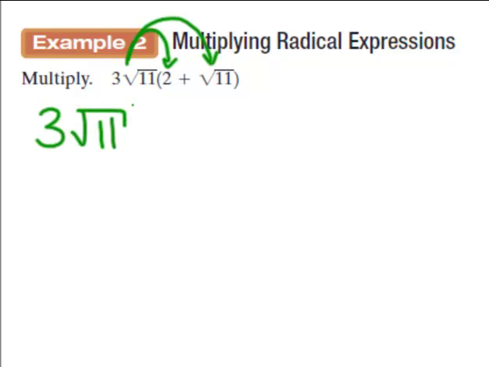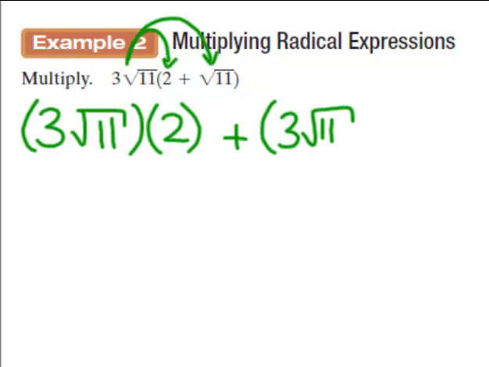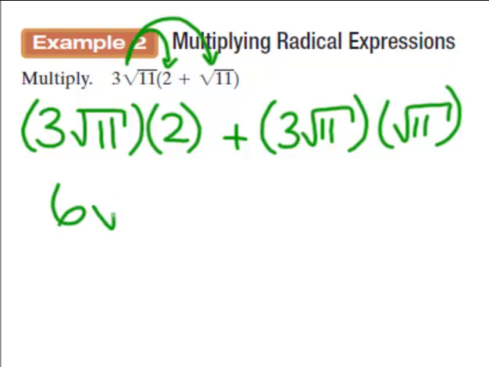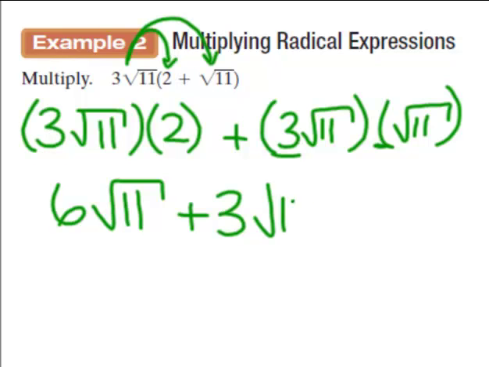So if you want, you can rewrite it. 3 root 11 times 2 is our first thing. And then we're going to add 3 root 11 times the square root of 11. And now let's simplify them. We simplify the stuff on the outside of this first one. We get 3 times 2, which is 6, square root 11. And then the next thing here, the numbers on the outside are 3 and 1, since there's nothing there. And then square root of 11 times square root of 11 is the square root of 121.